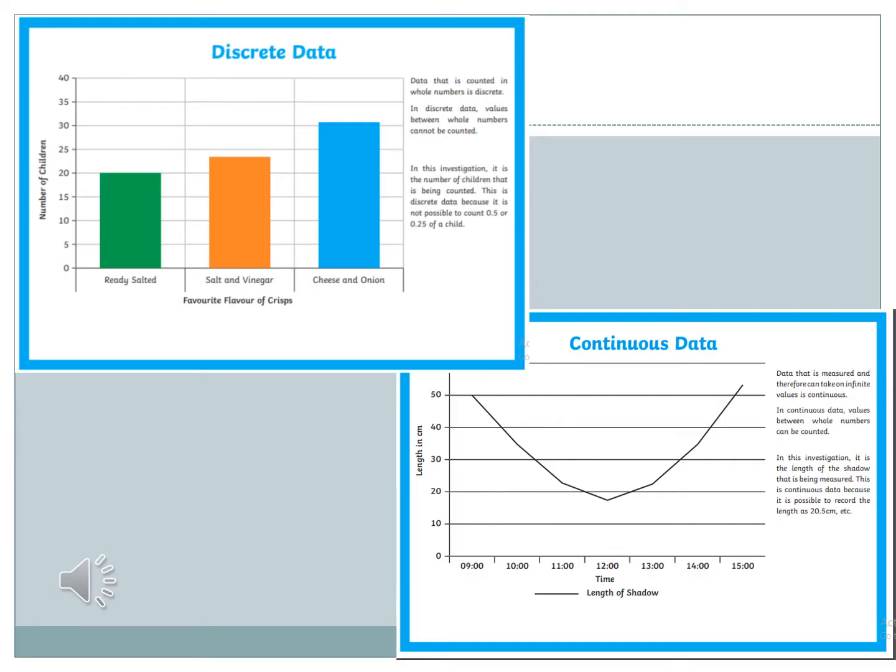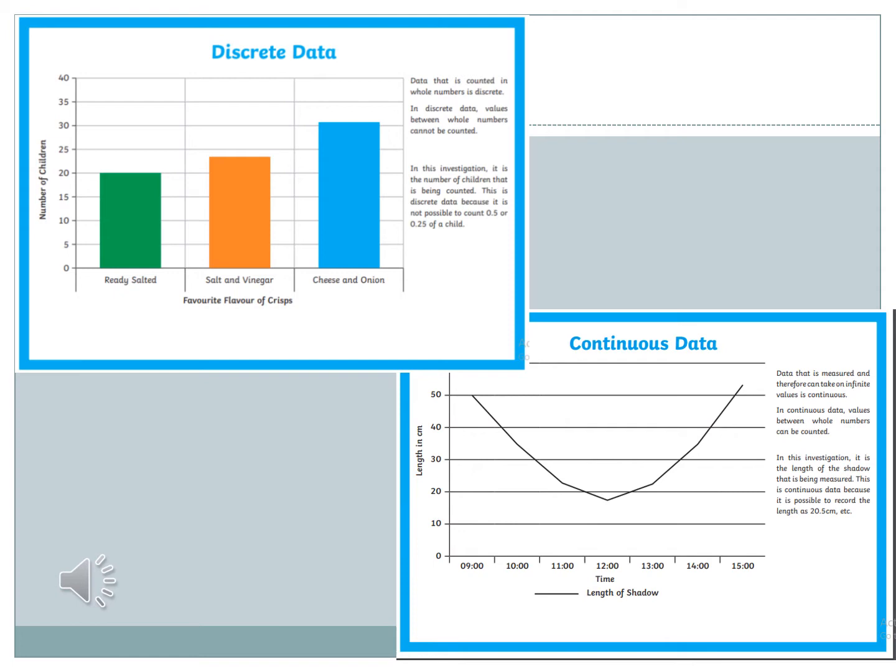So when we are plotting our data, we have two different options. We can either use discrete data or continuous data, and it is important that you understand the difference between these two things. So discrete data is whole numbers. We can only count them in whole numbers. So for example, if you've got an investigation which is asking the number of children who like different fruit on different days, we can't split that child in half, so we can only count the whole child, because you can't have 0.5 of a child.